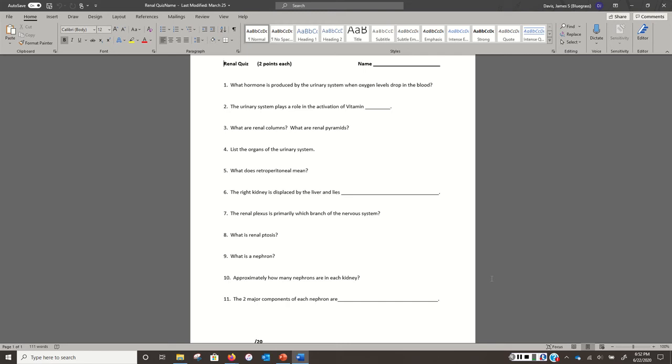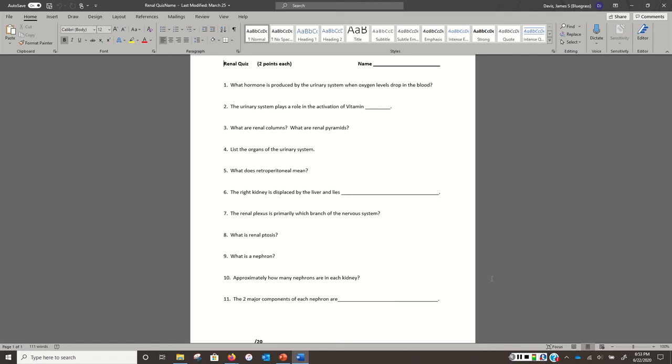Approximately how many nephrons are in each kidney? Over 1 million. I believe our book is a little more specific, and it says, I think, 1.2 million per kidney, but it's over 1 million per kidney. And the two major components of each nephron are the renal corpuscle and the renal tubules.